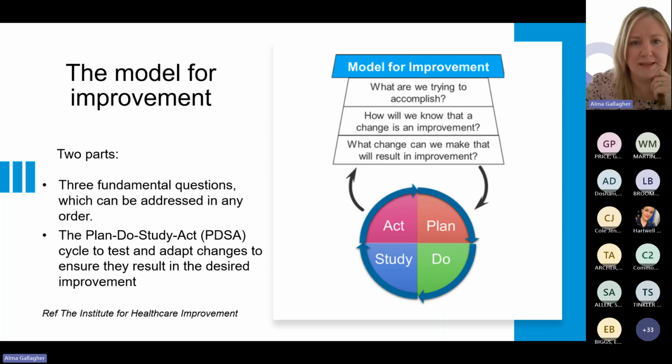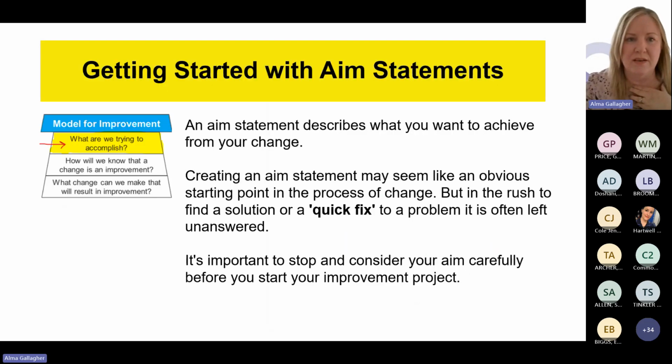So you'll be very familiar with this model, I'm sure, but just to recap, there are two parts to it. So there's the three fundamental questions. What is it that we're trying to accomplish? How will we know that a change is an improvement? And what change can we make that will result in improvement? And then it's followed by the rapid cycle improvement cycles, PDSA, so your plan, do, study, act cycles. And they test and adapt the changes that you've put into place to ensure that over time you achieve the desired improvement.